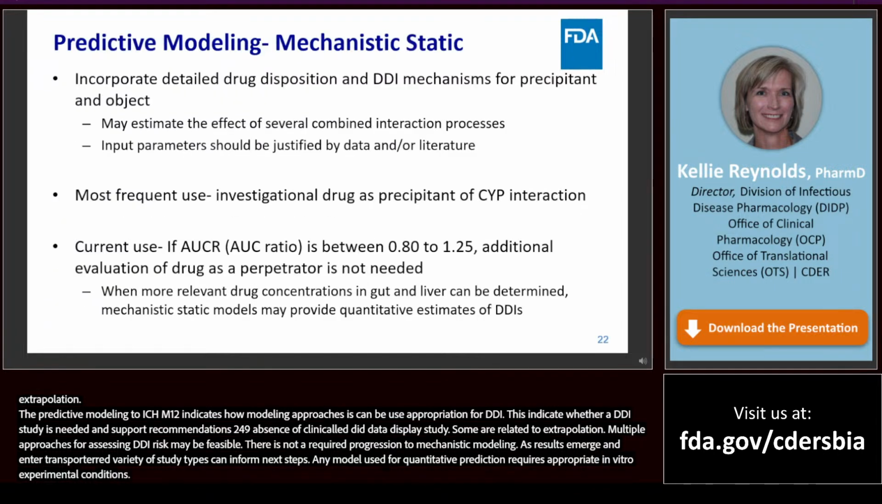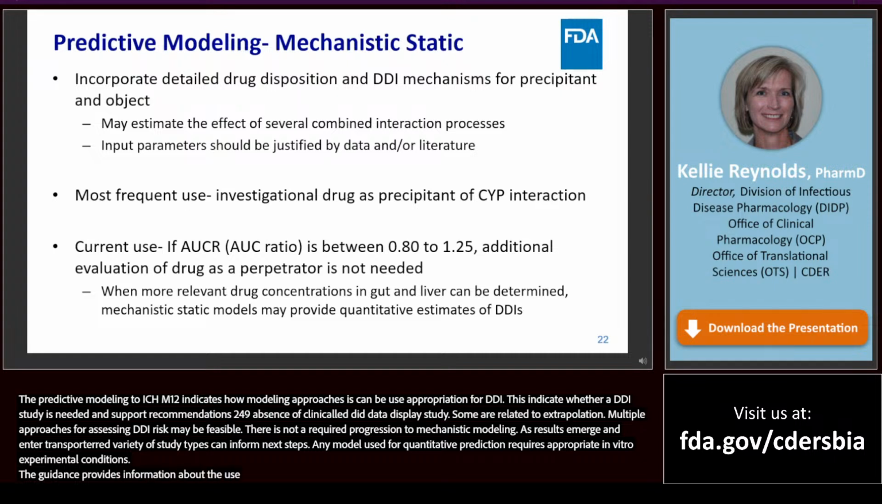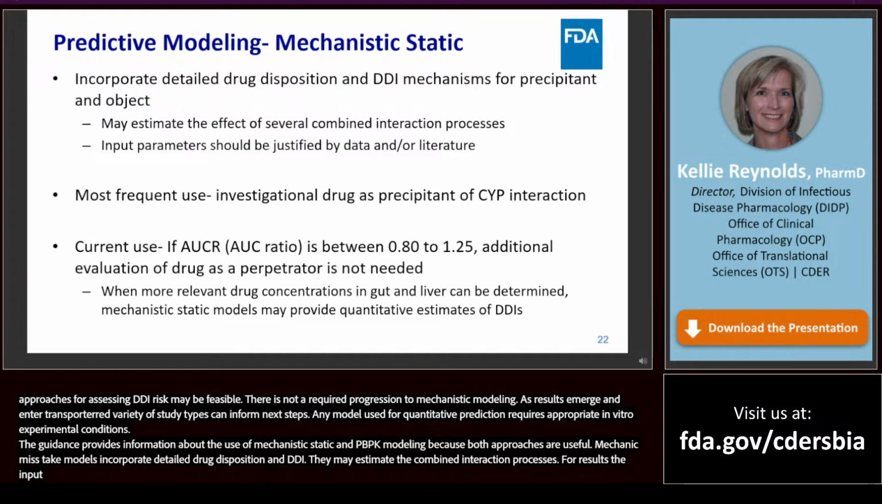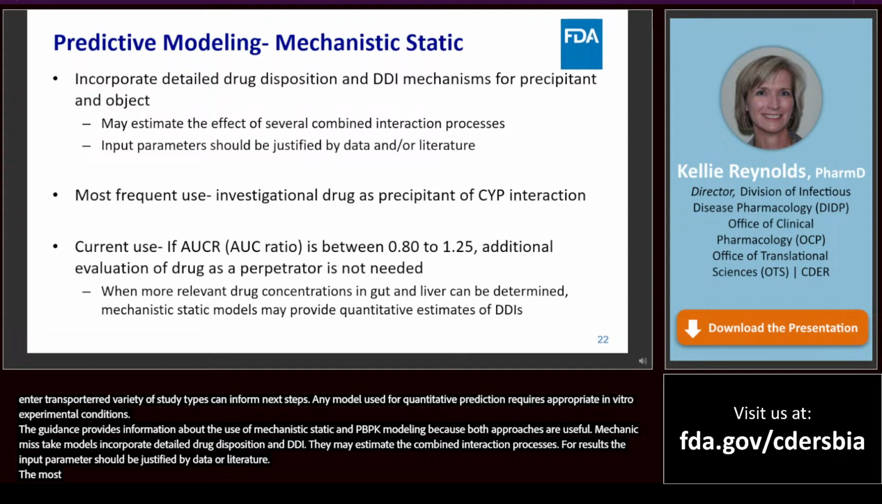The guidance provides information about the use of mechanistic static and PBPK modeling because both approaches are useful. Mechanistic static models incorporate detailed drug disposition and DDI mechanisms for precipitant and object. They may estimate the effect of several combined interaction processes. For interpretable results, the input parameters should be justified by data or literature. The most frequent use is for the investigational drug as a precipitant of CYP interactions in a screening capacity.